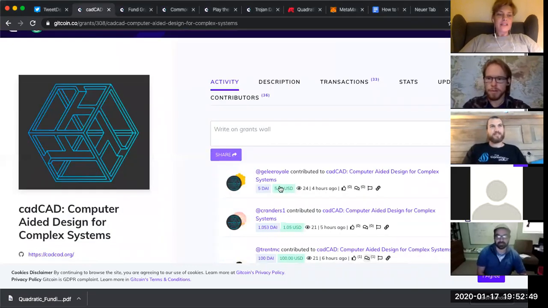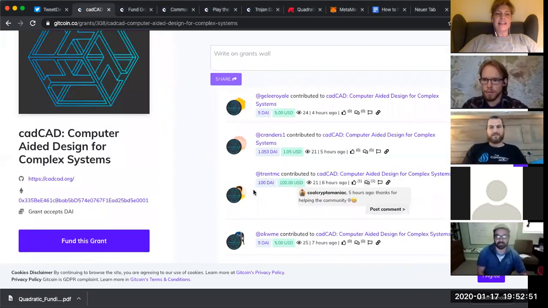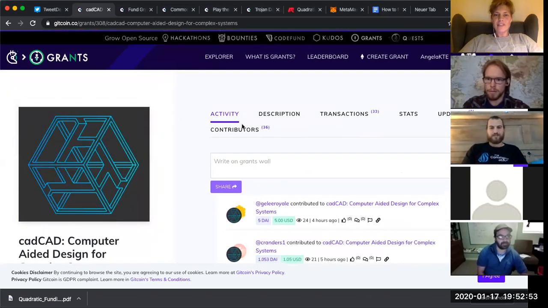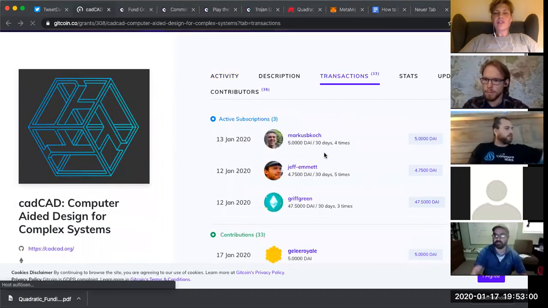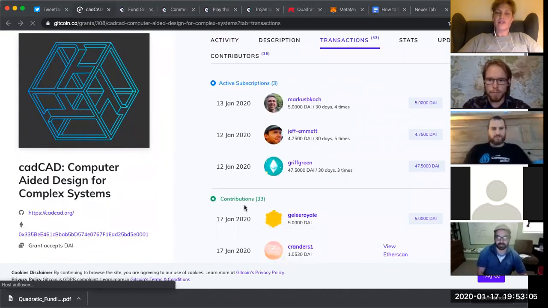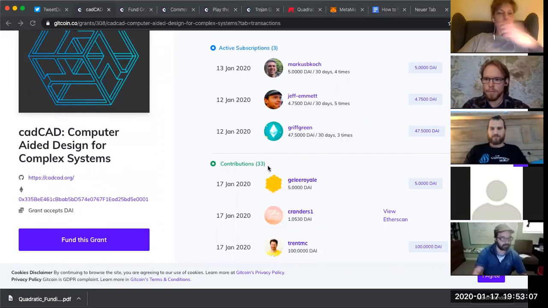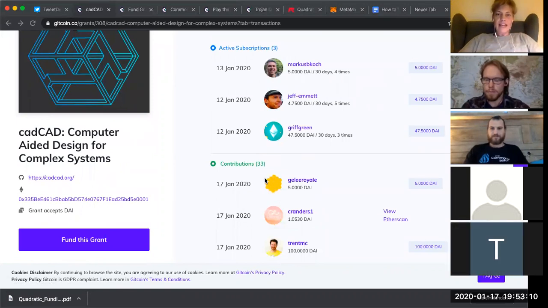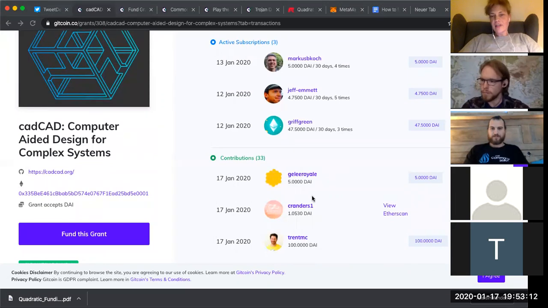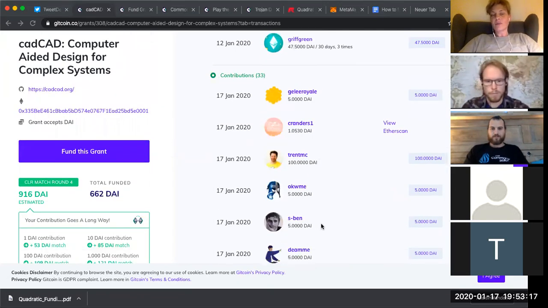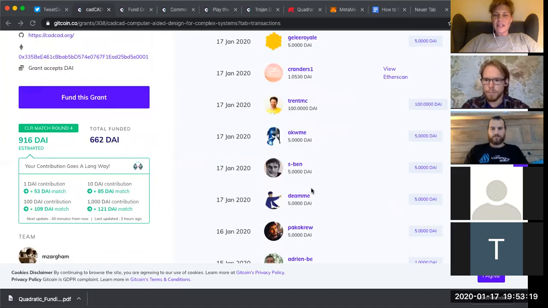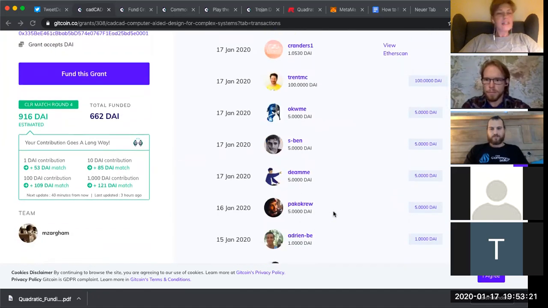Okay, here's the grant contribution page, in this case, cadCAD. There we have the activity, the description of the project, and then also all recent transactions. So you can check out who contributed and how much. Here we have the subscription, as mentioned beforehand, and also the contributions already existing, 33, and 3 active subscriptions. And there you can also see the amount of DAI that has been contributed. So it's quite a broad range. However, on average, it's not a really huge amount.